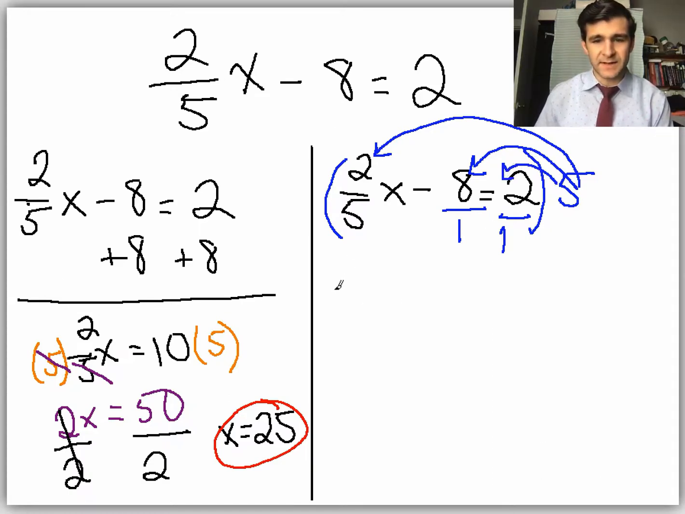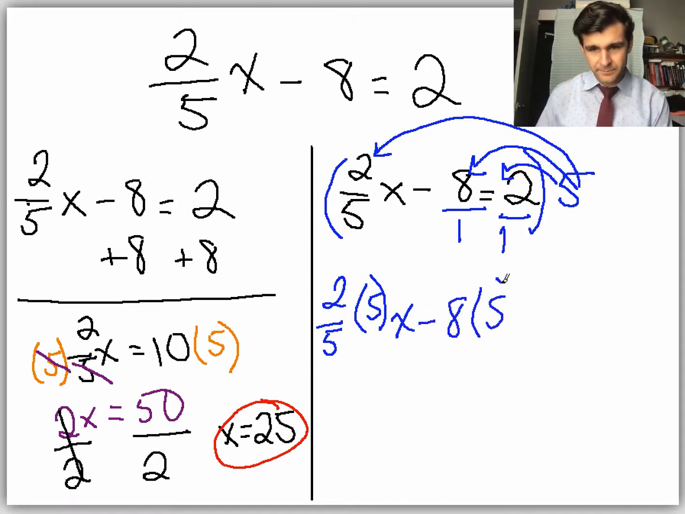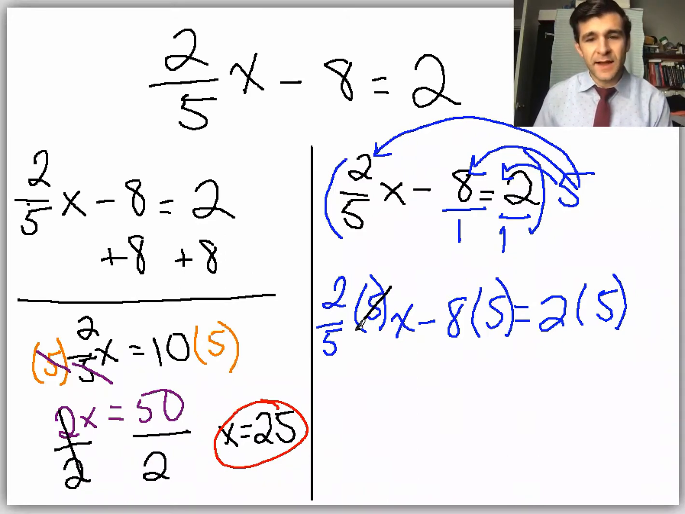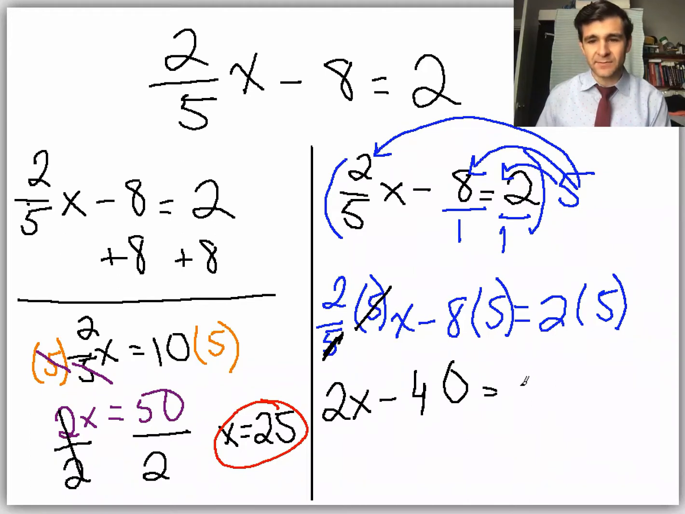What does that get us? Well, that gets us 2 over 5 times 5x minus 8 times 5 equals 2 times 5. So if I were to rewrite this, I actually can cancel out the 5's, similar to how we did that over here. 5 divided by 5 is equal to 1, so I'm left with just 2x. Negative 8 times a positive 5 will get us minus 40, and 2 times 5 will get us 10.